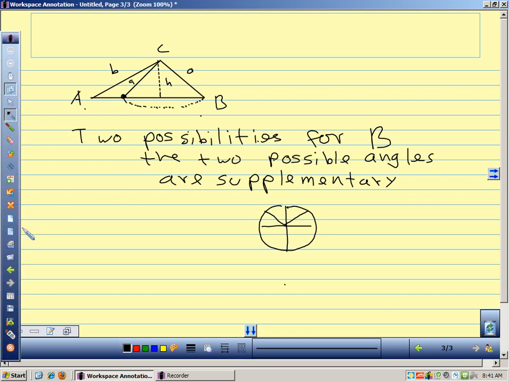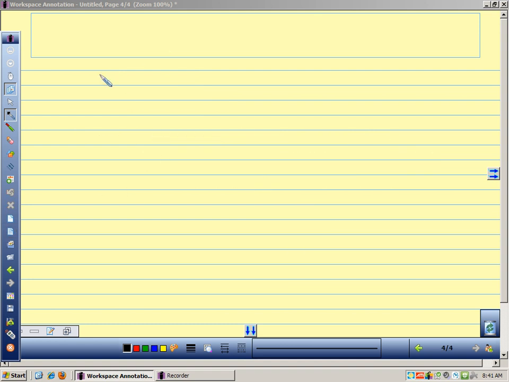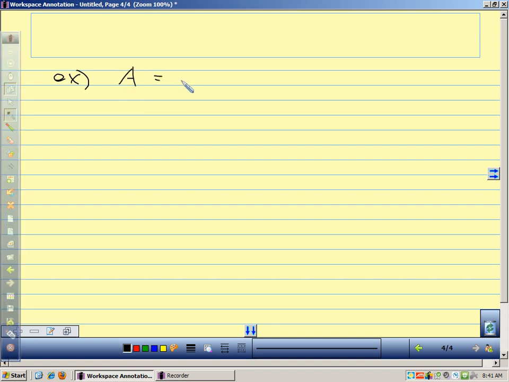So let's look at some examples. Let's say that we have angle A equals 26 degrees. Side B is 5. And side A is 21. We want to find the other sides and the other angles.